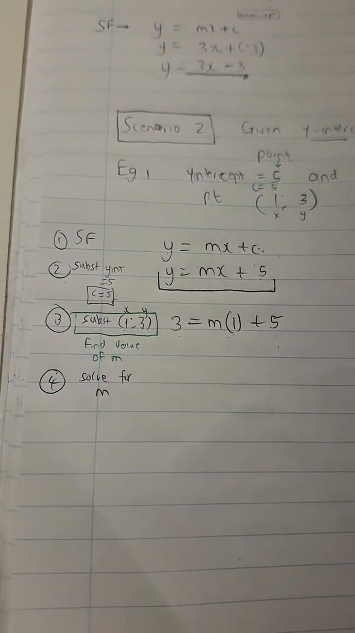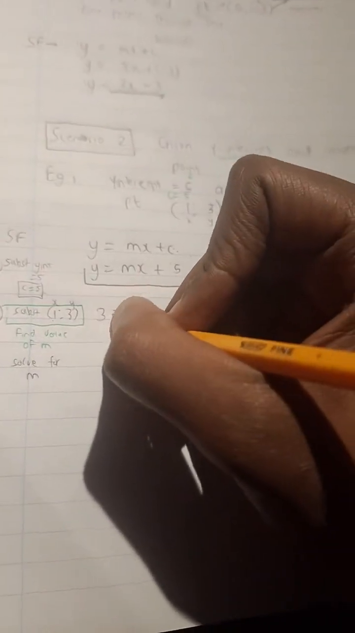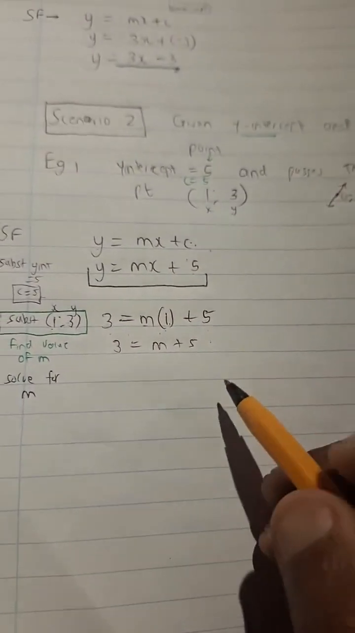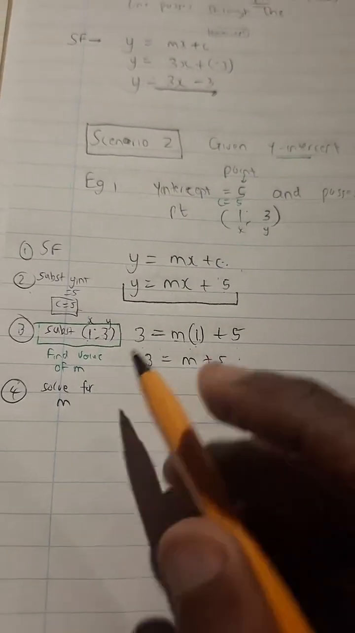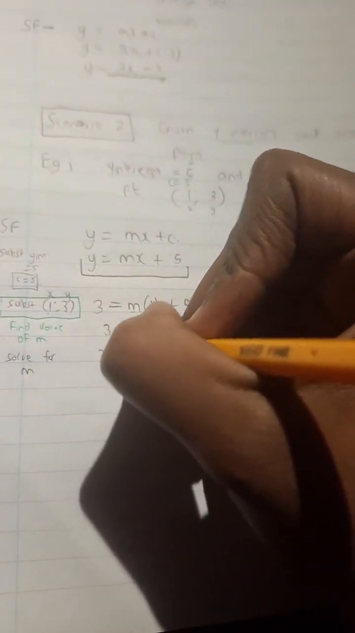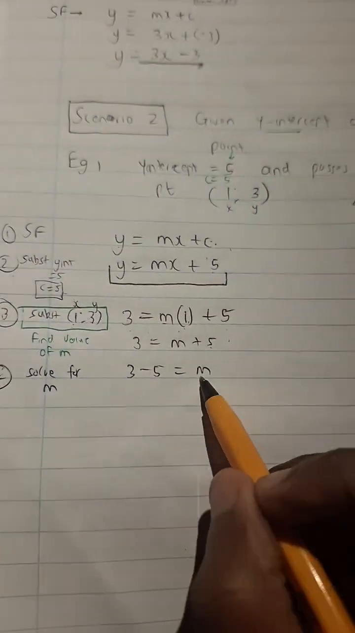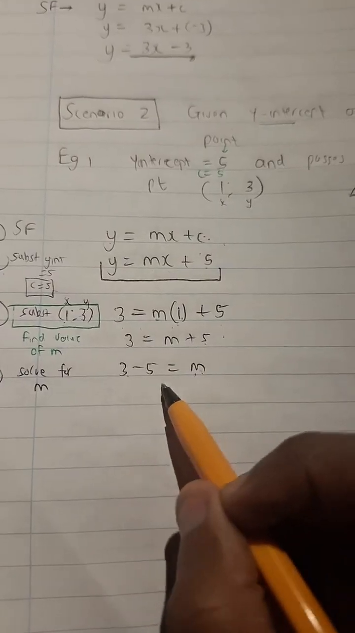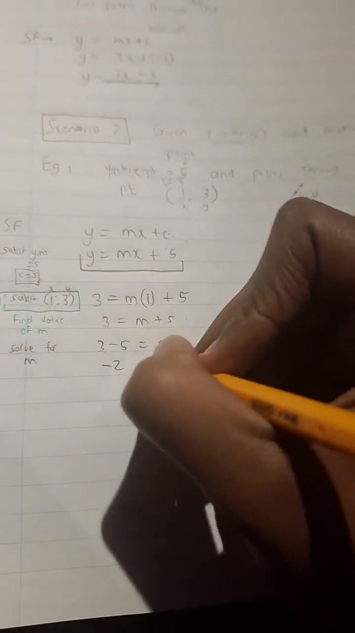Now let us solve for m. Step number 4. Let's go ahead and solve for m. So 3 is equal to what's m times 1? It's m plus 5. Now we take the 5, we transpose it, it becomes 3 minus 5. We isolate the m. Now we can find what the value of m is. What is 3 minus 5? It is negative 2.